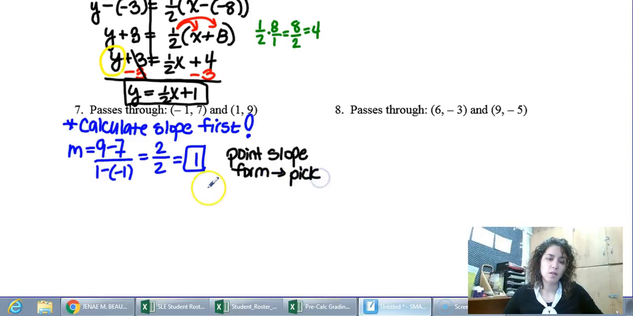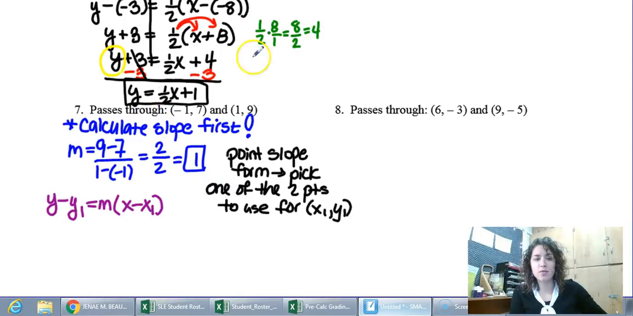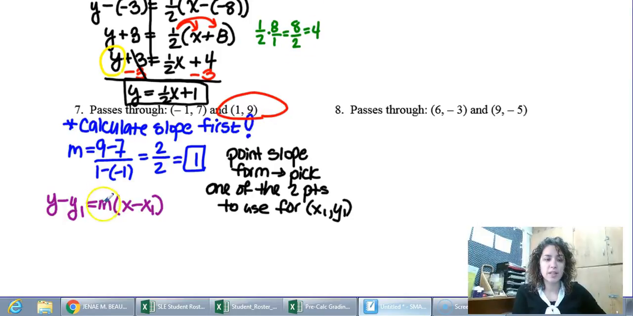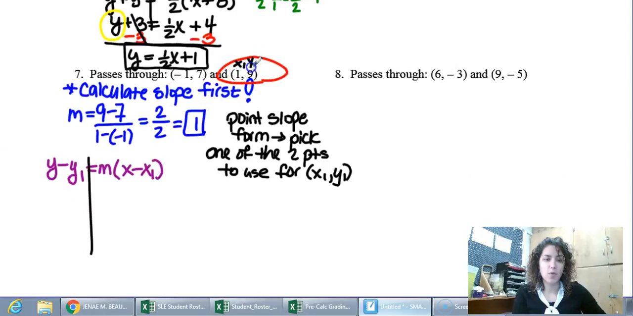Pick one of the 2 points to use for x1, y1. Both of these ordered pairs are on the line because it says the line passes through these points. So you get to pick which one you want to use. To guide me, I'll always write y minus y1 equals m times x minus x1. And if I can avoid negatives, I will. So I choose to use this one. So I'm going to circle it so I make it clear that's what I'm using. I'm going to put a line down the equal sign. So this is going to be x1, y1.